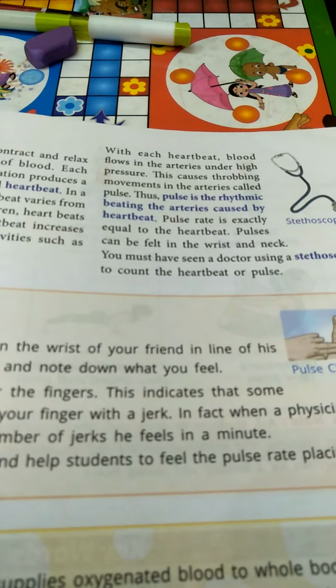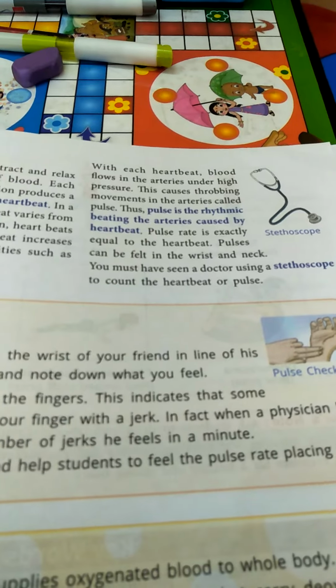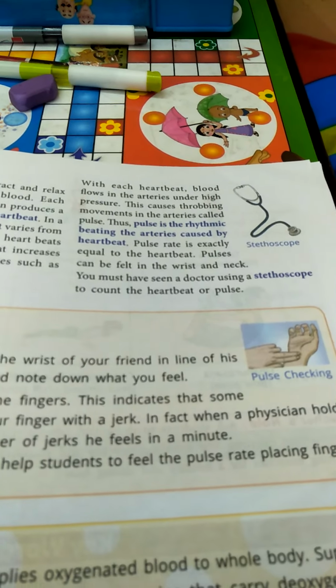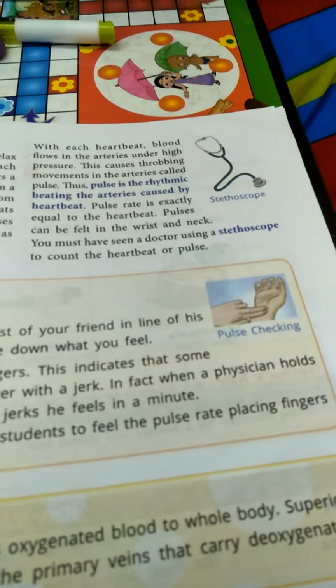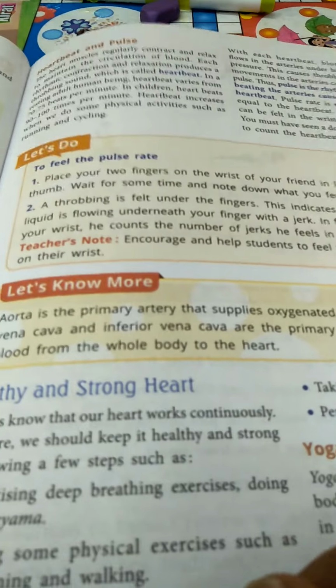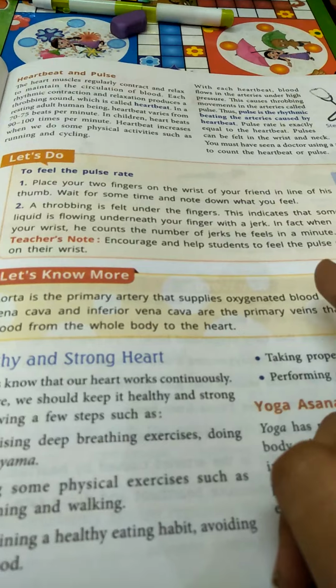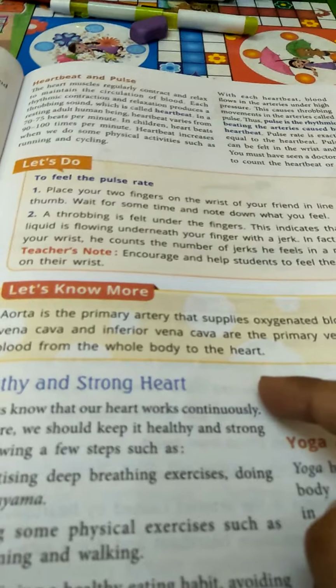Pulses can be felt in the wrist and neck. You must have seen a doctor using a stethoscope to count the heartbeat or pulse. The doctor puts the stethoscope in his ears and places it on our chest, and he reads our heartbeat. To feel the pulse rate, place your two fingers on the wrist of your friend in line with his thumb. Wait for some time and note down what you feel.